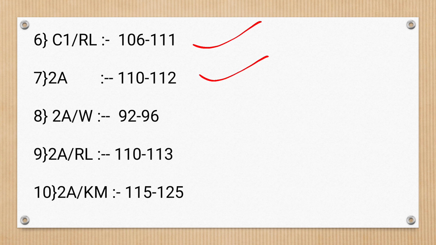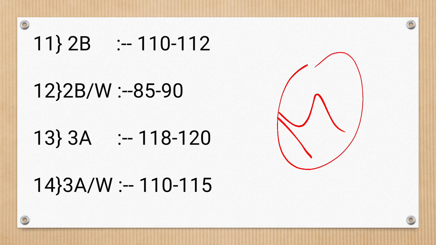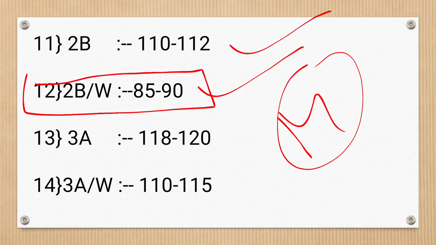2A, it will be 110 to 112. 2A women will be 92 to 96. 2A rural will be 110 to 113, and 2A Kannada medium is 115 to 125. Now 2B, that is mostly Muslim category, it is 110 to 112. 2B women will be 85 to 90. This is the lowest cutoff that you will see, because 2B women, there are very less number of candidates that compete for these examinations.